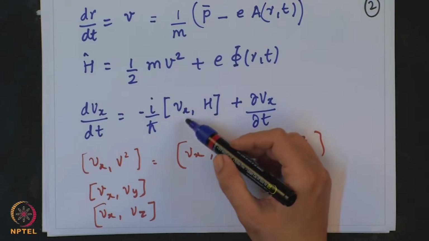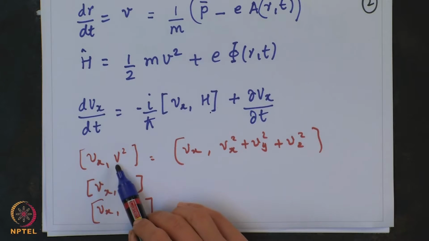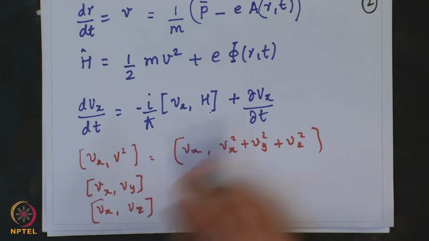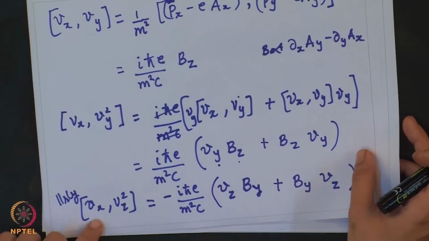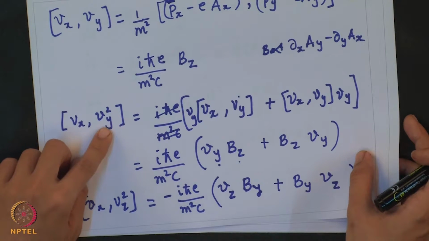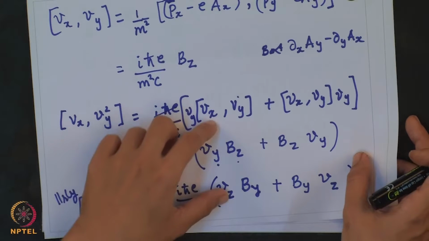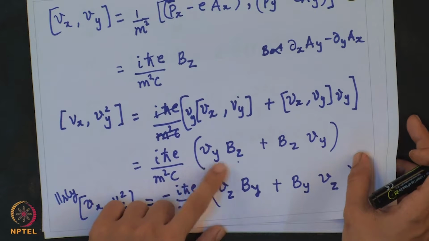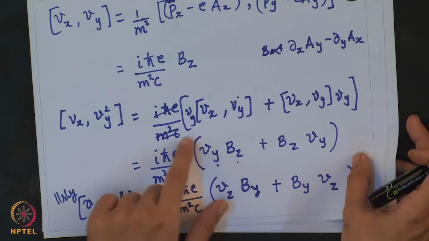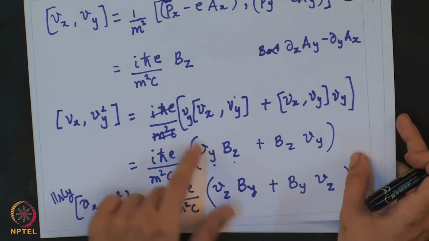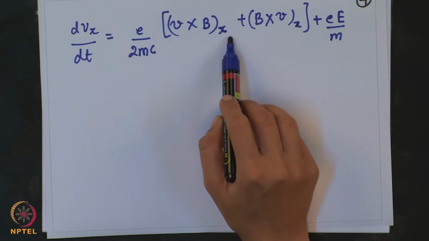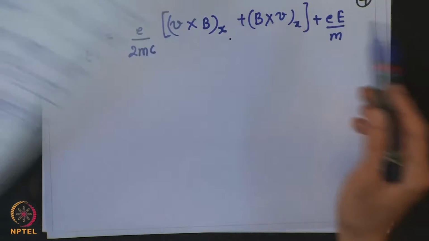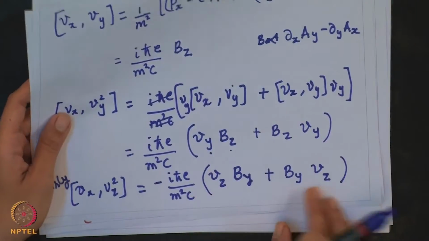So, here we have to find out v cross v square, and we have broken it in steps, wherein we obtain v x square plus v y square plus v z square, and we add these. Here we have v y B z minus v z B y. So this will be the v cross B term, giving the x term, v cross B x and B cross v x. So, we have resolved this part.